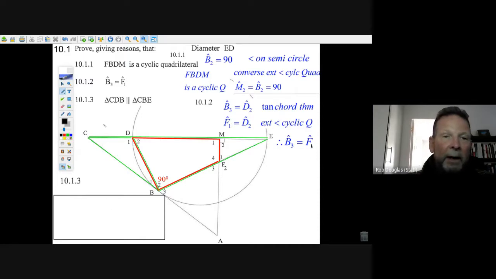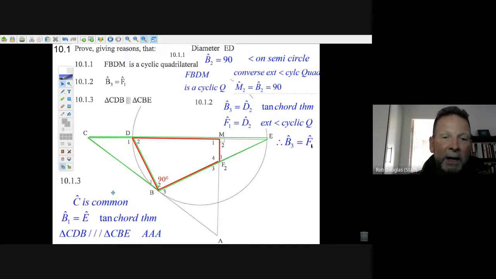Okay. Now the last question, we're supposed to prove that the little triangle CDB is similar to the big green triangle CBE, way out there. That's not too hard because, one, C is common. C is an angle that both the little triangle and the big triangle CBE share. Now, we know that B1 is equal to angle E because that's an angle between a tangent and a chord equal to the angle that subtends that same chord in the alternate segment, at the top of that triangle. Angle E equals B1, the tan chord theorem.